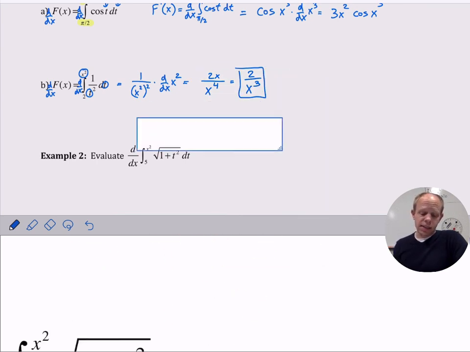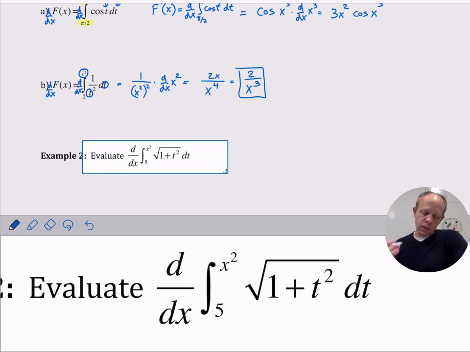All right, in our last example, it says evaluate the derivative with respect to x of the definite integral from 5 to x squared of the square root of 1 plus t squared dt. So again, we're taking the derivative of the integral, and so you don't have to worry about how complex the function is right here. It doesn't really matter because we're just substituting. The tougher part is taking the derivative of whatever function is in the upper limit.